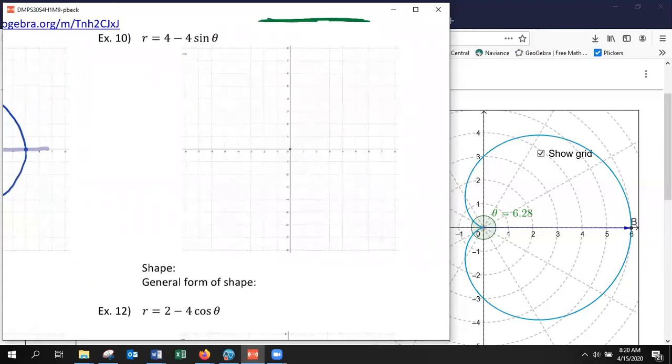So, 4 minus 4 sine theta. As I take a look at this one, the first thing I'm going to note is that these numbers are the same. Since these numbers are the same, that's what creates the cardioid. And now, because it is sine of theta, this has symmetry to the theta equals pi over 2 axis. So as I go to graph my points, I'm really going to graph my points over here in quadrants 1 and 4, and then I'm going to reflect them over to quadrants 2 and 3 because of that symmetry.